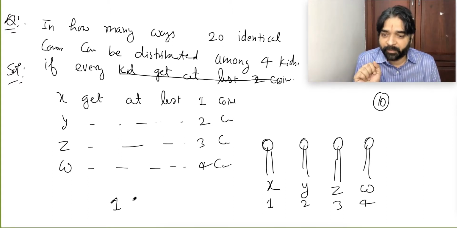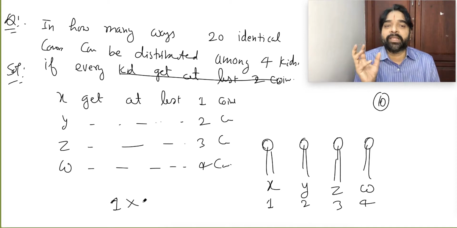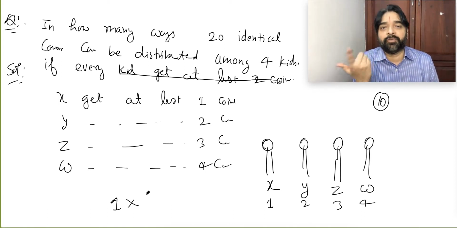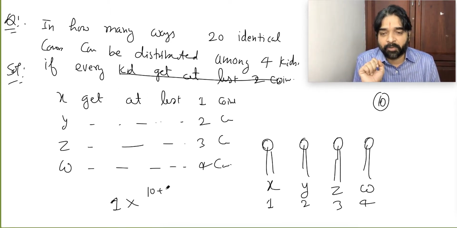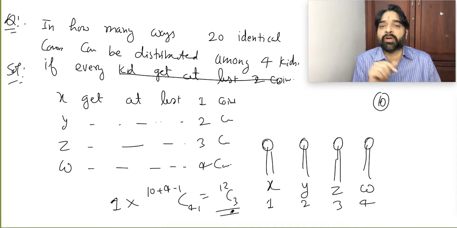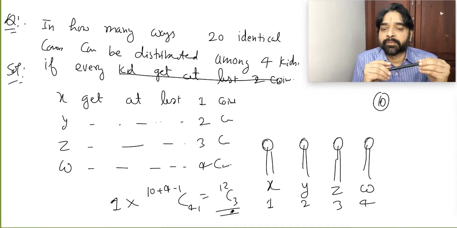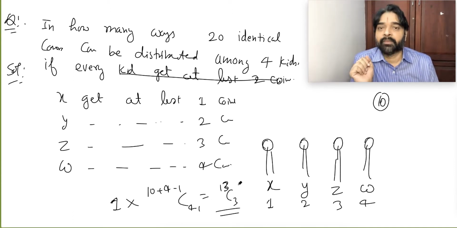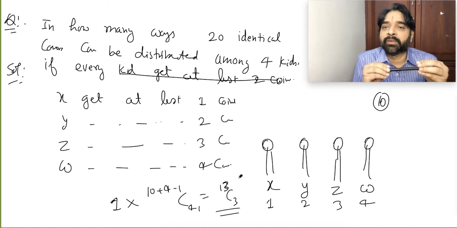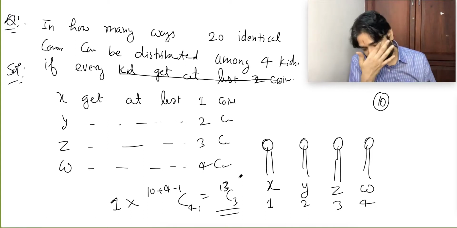This is one way. Now I have 10 coins and I have total freedom to distribute them, because everybody's minimum condition is already satisfied. So I will say that will be 10 plus 4 minus 1 C 4 minus 1, means the answer will be 12C3. How many of you got it? Something wrong I did: 13C3. How many of you got it? So this way it will be done.